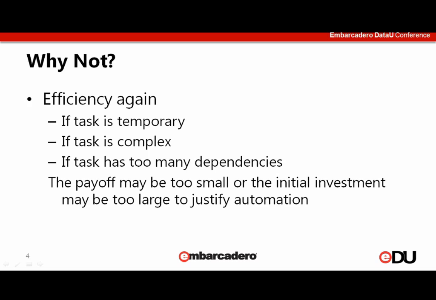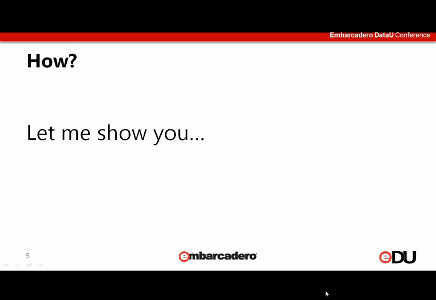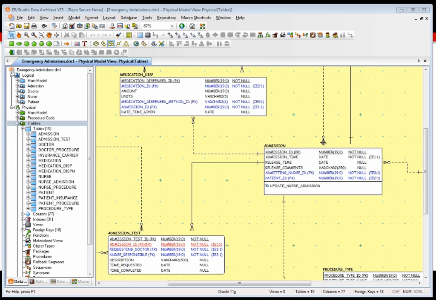Similarly, if a task has too many dependencies or too much input, then again you're not gaining any efficiency by spending the time to automate the task when compared to how much time it might take to do it manually. Now that you've decided you want to automate a task, the question is, how can you do it? So let me show you.